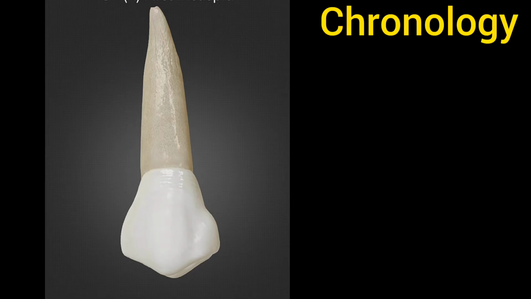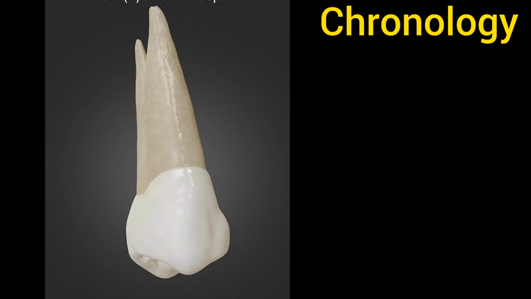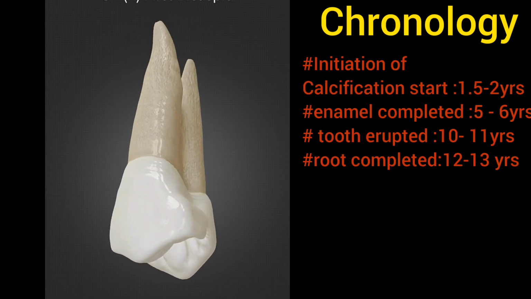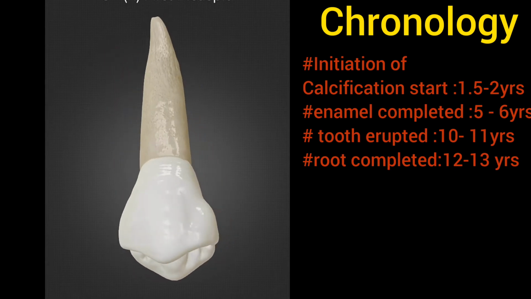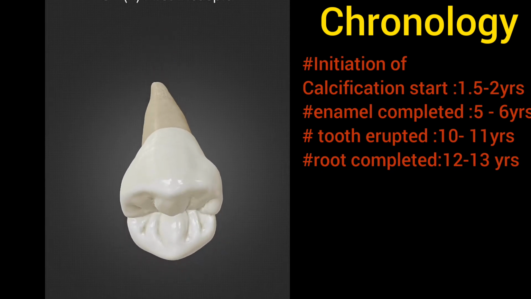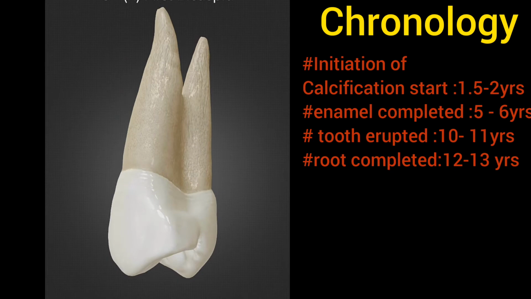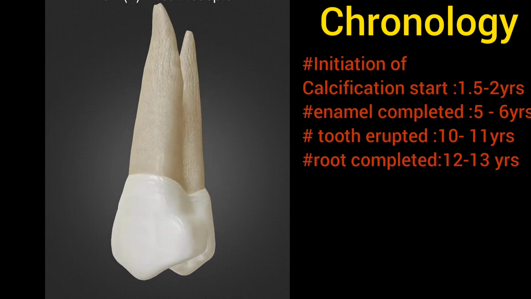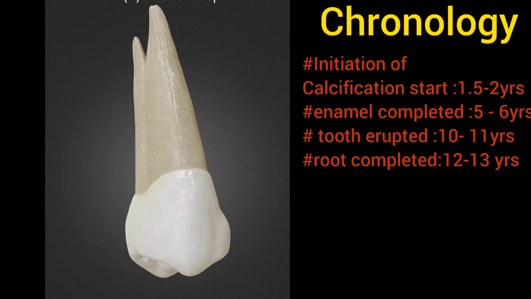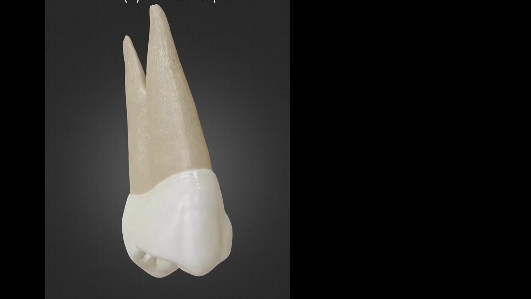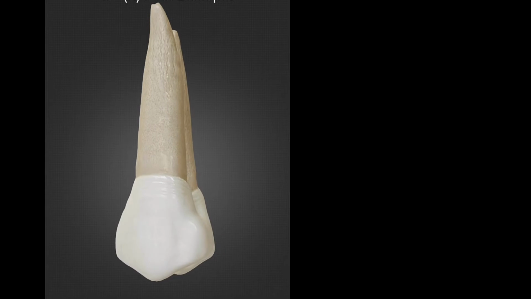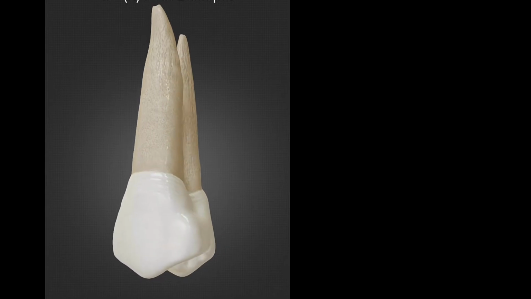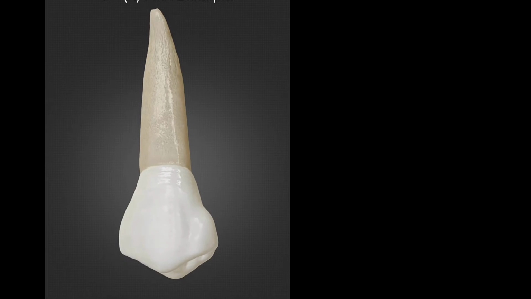So let's see the chronology of this tooth. Initiation of calcification starts during 1.5 to 2 years, and enamel is completed at 5 to 6 years. The tooth is erupted at the age of 10 to 11 years, and the root is completed at 12 to 13 years. The function of the tooth is that it helps in grinding, and it also helps in tearing and piercing of the food. In the tooth numbering system, in Universal it is 5 for the right and 12 for the left, while in FDI it is 14 and 24.